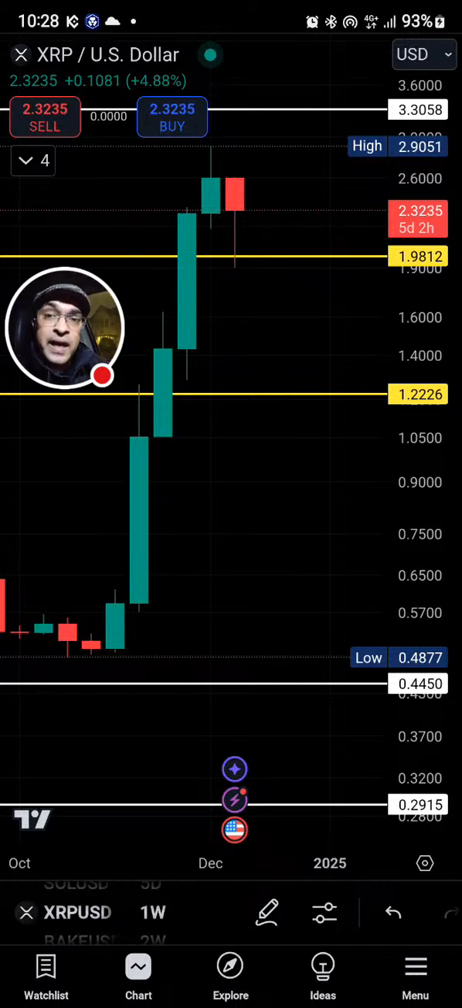Pepe pumped and it dumped. So I didn't buy it on the pump. I bought it after it dumped, right? Bought it, sat there, boom. And then I started talking about it. I said, guys, now's the time to buy Pepe if you want to buy Pepe.